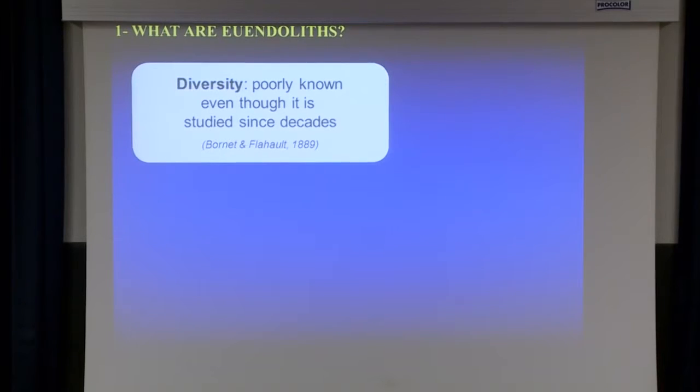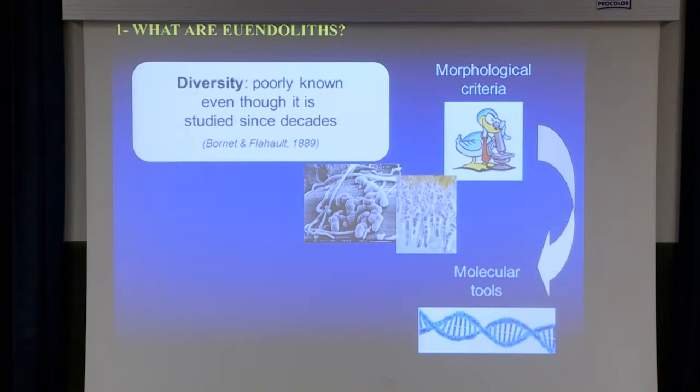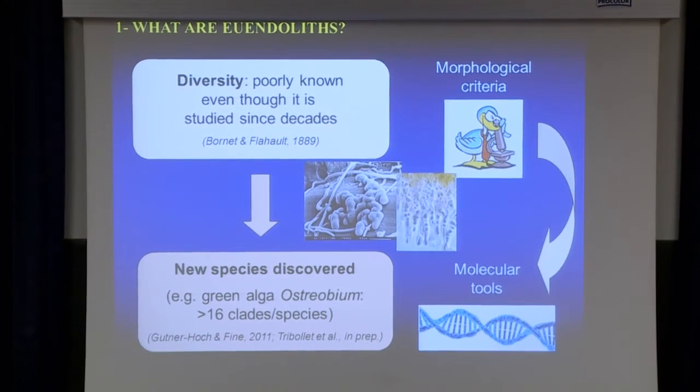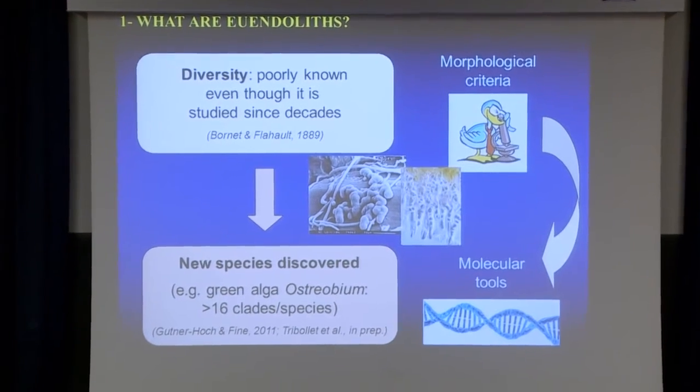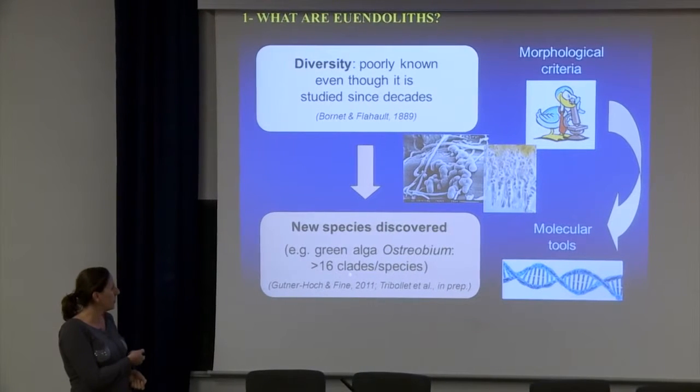Their diversity is poorly known, even though it has been studied for decades, probably mainly because identification, of either the boring traces or the filaments themselves, was based on morphological criteria. But since the development of molecular tools, we are discovering more and more new species, especially for the green alga Ostrobium, which you will see later is the main agent of carbonate dissolution in carbonate systems. We thought until recently that this genus comprised only 1 or 3 species, and now we're up to probably 16 new species.